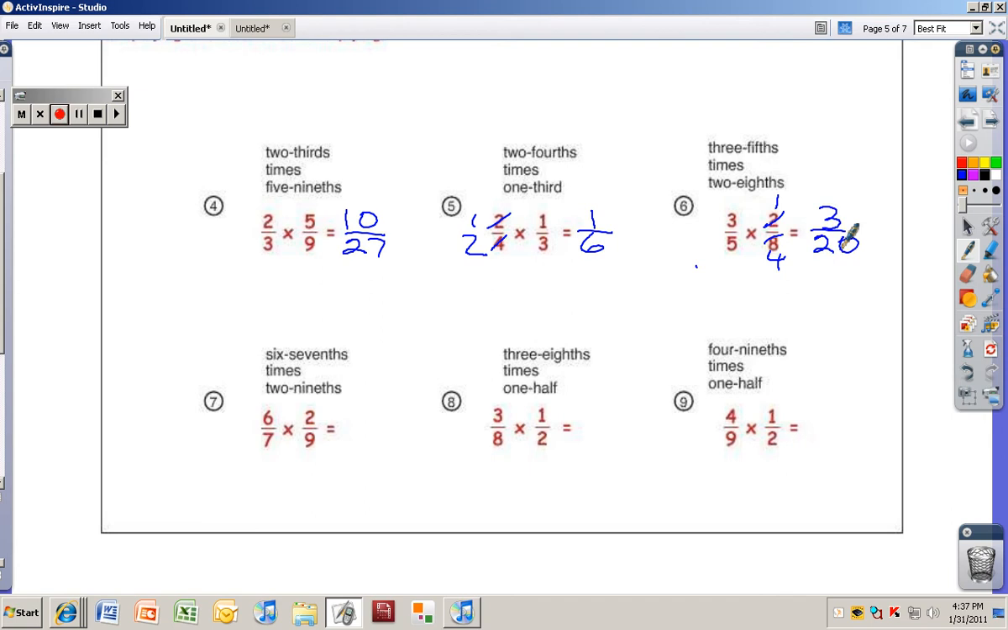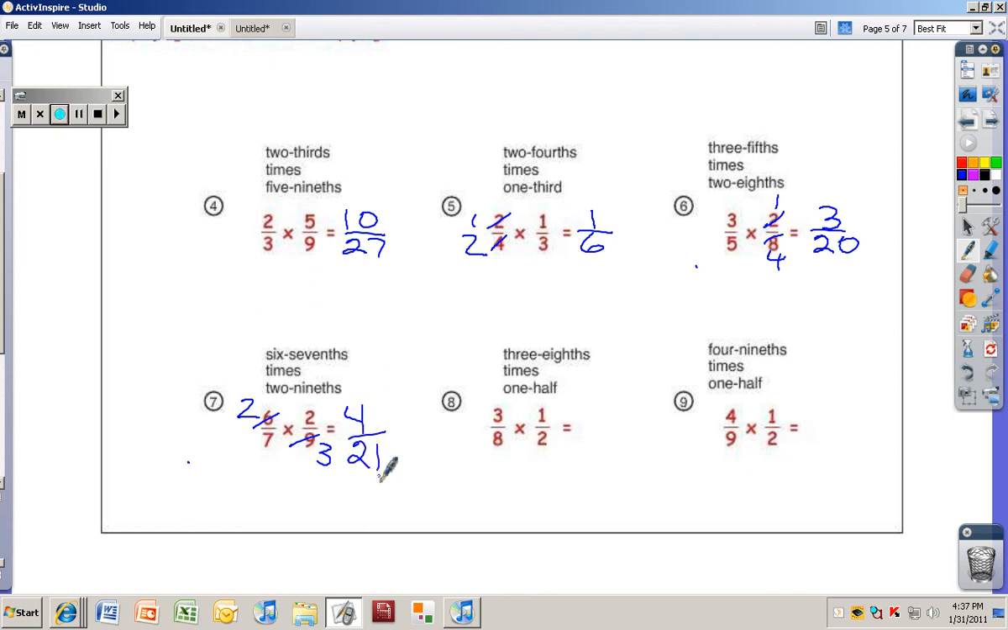6/7 times 2/9. You see any way to reduce these before you multiply? Yes. Where? 6 and 9. 6 becomes? 2. 9 becomes? 3. Dividing by what on both of those numbers? 3. Good. 2 times 2 is? 4. 7 times 3? 21.